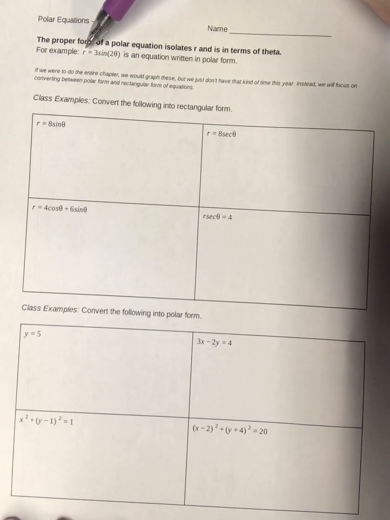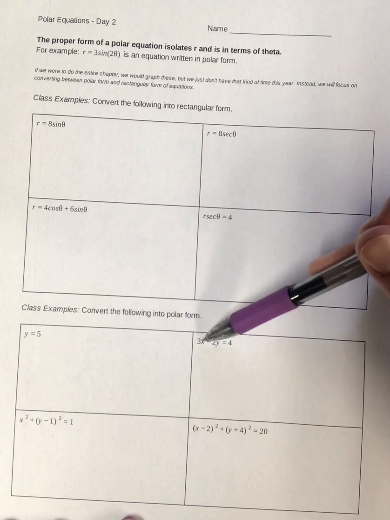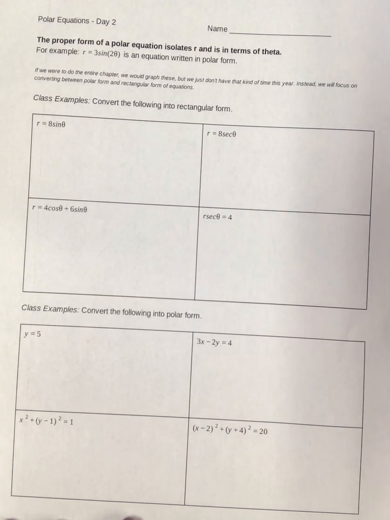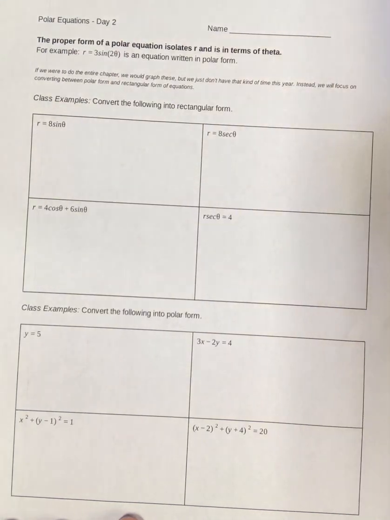So polar form, just to remind you, is going to have r and theta in the equation. Rectangular form will have x and y in the equation. Starting with this first one here, we want to convert these into rectangular form.